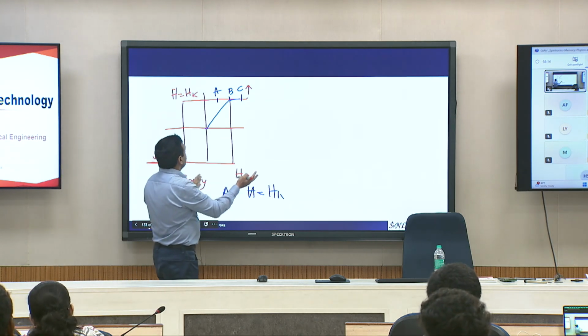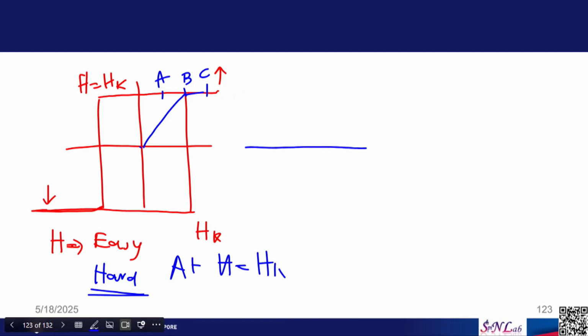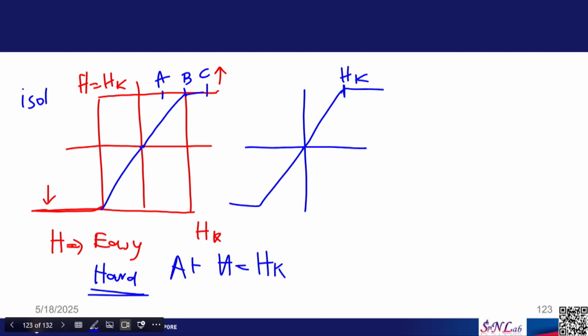Okay. So, I had 2 graphs. Sometimes the problem is when you have 2 graphs, you do not know the relative scale. So, here you will notice that this point is HK. These 2 curves will meet at this point B. I mean, this is only for an isolated nanoparticle.